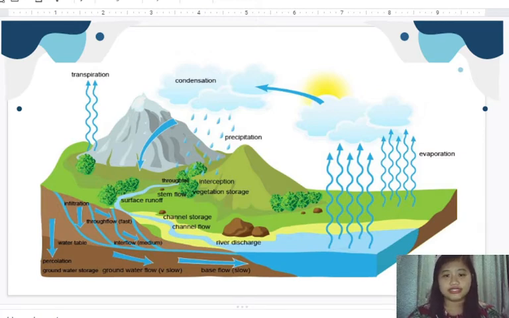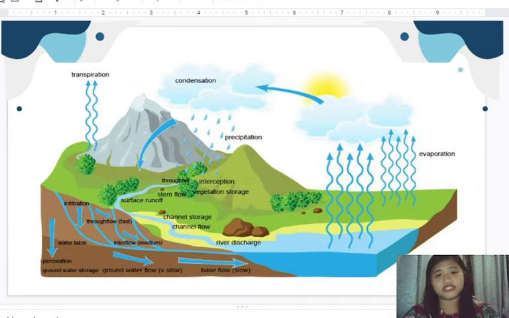So next is condensation. The process of condensation is gas changing into liquid. In the water cycle, water vapor in the atmosphere condenses and becomes liquid. Like evaporation, condensation is also influenced by the sun. As water vapor cools, it reaches its saturation limit or dew point. And then next is the precipitation.